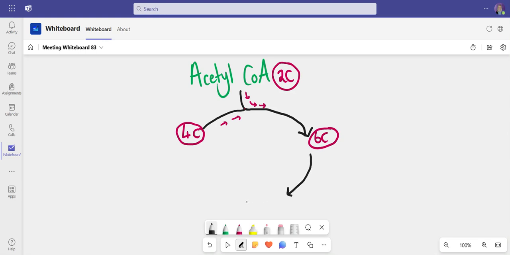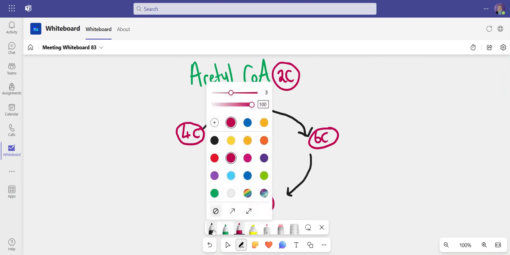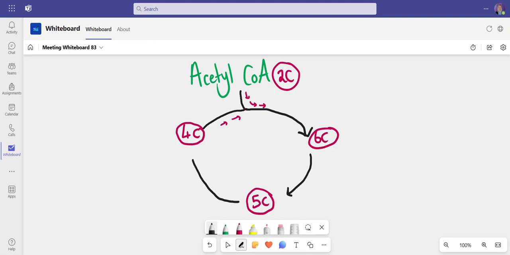Now, somehow, we need to finish off the Krebs cycle in a way that gets us back to 4 again. In order to get to 4, we need to go via a 5 carbon, and then we can continue round and go to a 4 carbon. Just the same as the link reaction, the way we lose carbons is by producing carbon dioxide. So a molecule of carbon dioxide is produced. Carbon dioxide contains 1 carbon. So if a 6 carbon molecule loses a 1 carbon molecule, we're left with a 5 carbon.